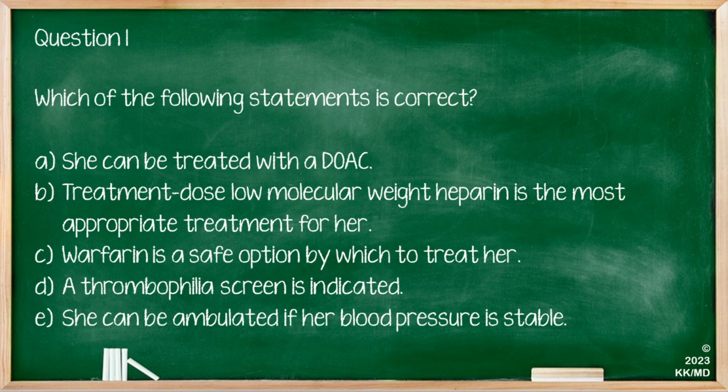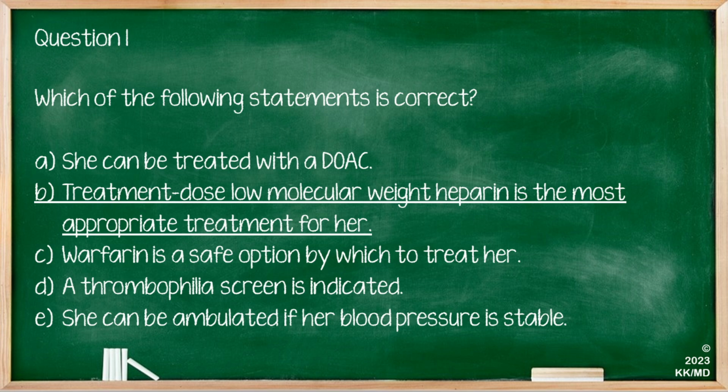So our options are she can be treated with a DOAC, treatment dose low molecular weight heparin is the most appropriate treatment for her, warfarin is a safe option by which to treat her, a thrombophilia screen is indicated, she can be ambulated if her blood pressure is stable. So the correct answer in this case is option B, which is that treatment dose low molecular weight heparin is the most appropriate treatment for her.